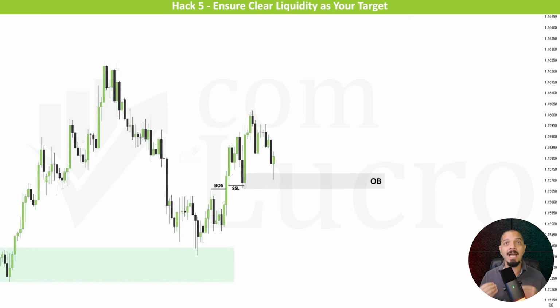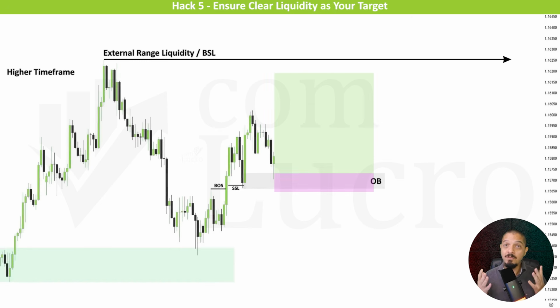Finally, we reach hack number 5, which is the presence of a higher time frame liquidity level ahead of price. You need a clear liquidity target on a higher time frame to act as your take profit level. This gives you a defined destination for the trade.